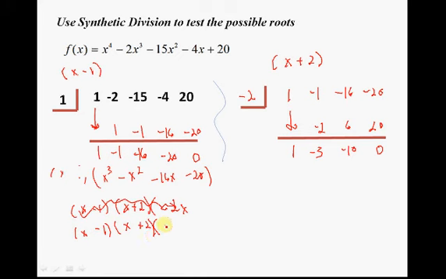So we have x minus 1, x plus 2, and x squared minus 3x minus 10. That's the other part of the factor, right? And then we can factor this some more, and we get x minus 5 and x plus 2.